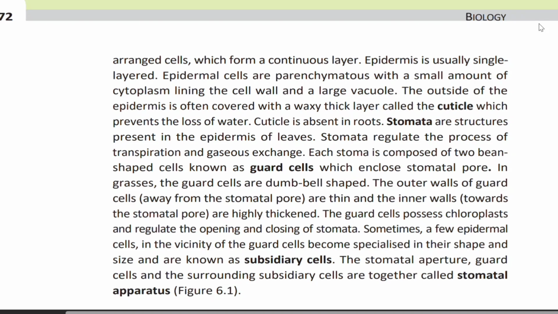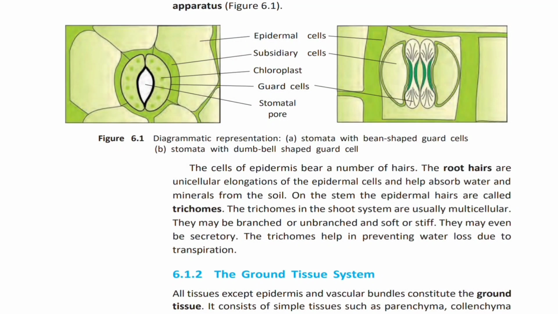Sometimes, a few epidermal cells in the vicinity of guard cells become specialized in their shape and size and are known as subsidiary cells. The stomatal aperture, guard cells, and surrounding subsidiary cells are together called a stomatal apparatus. Figure 6.1 is the diagrammatic representation of stomata with bean-shaped guard cells and stomata with dumbbell-shaped guard cells.